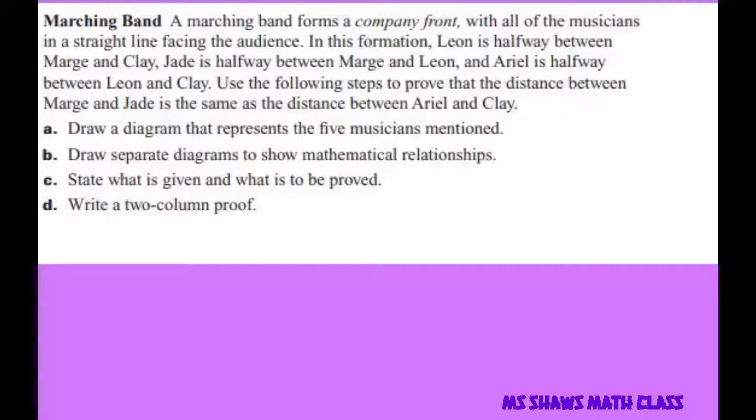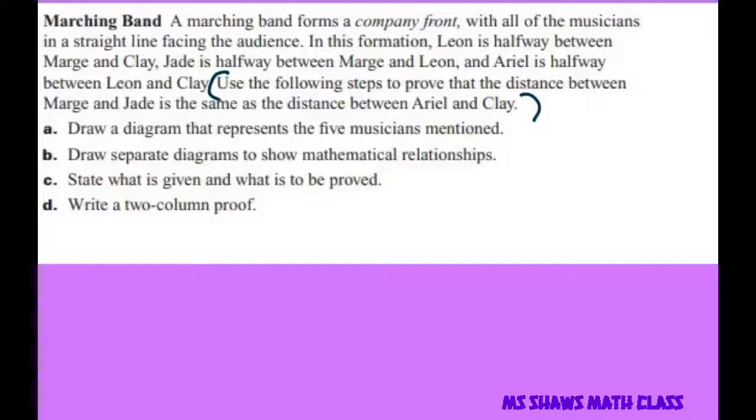Everyone, a marching band forms a company front, with all the musicians in a straight line facing the audience. In this information, Leon is halfway between Marge and Clay, Jade is halfway between Marge and Leon, and Ariel is halfway between Leon and Clay. We're going to use the following steps to prove that the distance between Marge and Jade is the same as the distance between Ariel and Clay.